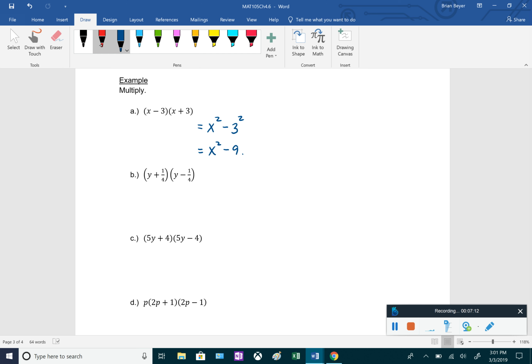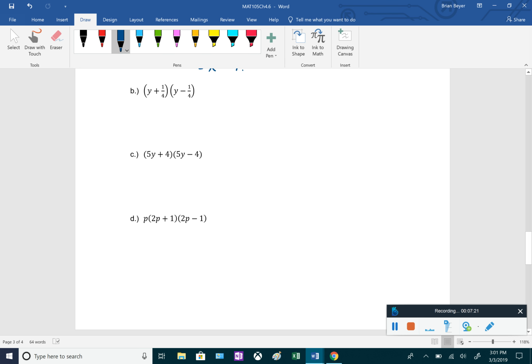Or, I'll put on the side, or FOIL it. Next one, we have y plus 1/4 times y minus 1/4. We recognize they're the same two terms. One's addition, one's subtraction. So it's the first one squared minus the second one squared. So it's going to be y squared minus 1/4 squared, which is 1/16.